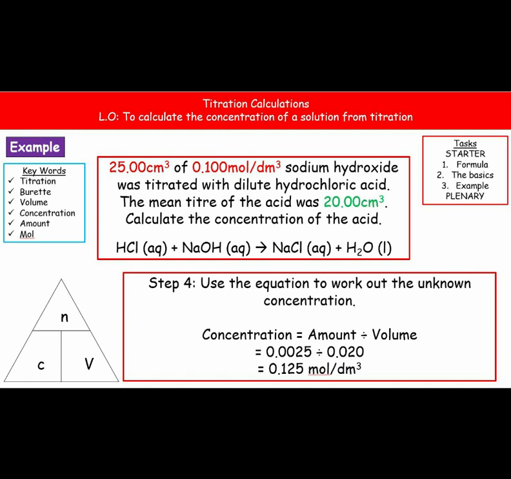So write down that formula again just so that we can show how we're going to do it. Then we substitute in our values. So the amount in moles of our acid is 0.0025, and we divide that by the volume of our acid in decimeters cubed again, remember, which is 0.02. Put that into your calculator and we end up with our answer of 0.125 moles per decimeter cubed.